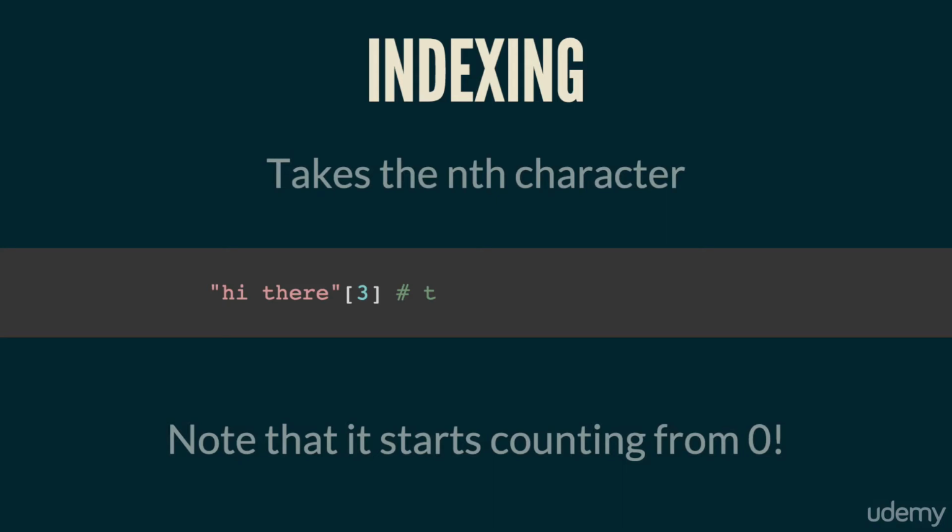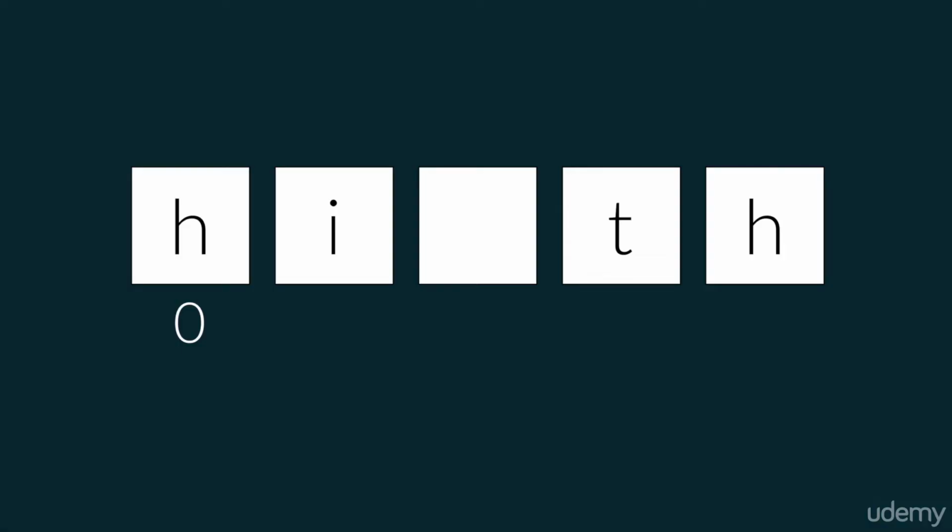Does that seem right though? Note that we're actually starting the counting from 0. So in this example, h is actually the 0th character. I is the first, the space would be the second, and t is our third. This is a technique known as cardinal indexing.